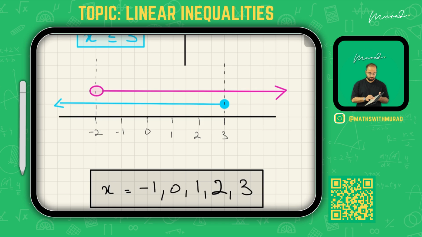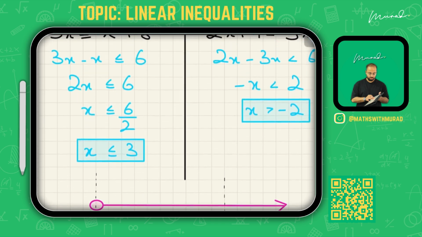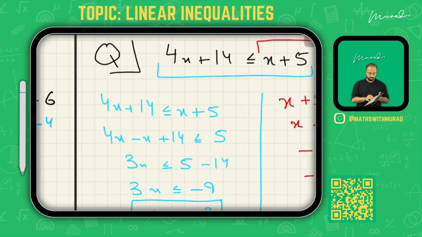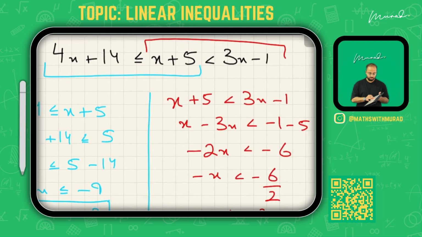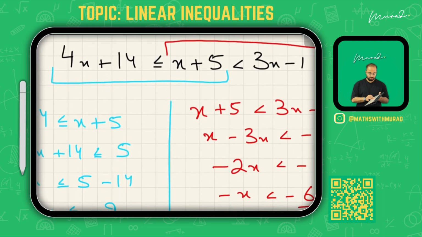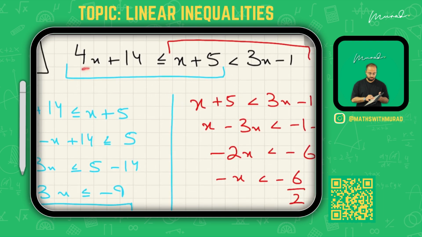So this is how we solve simultaneous linear inequalities if it comes in our exam. Now there is one more example. I'm not solving it completely, but I'll let you know how you can solve it. If the examiner gives you a question like this, 4x plus 14 lesser and equal to x plus 5 and lesser than 3x minus 1, then how are you supposed to solve it?